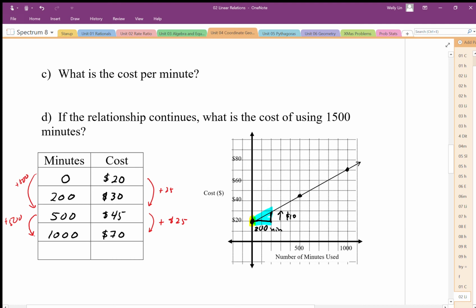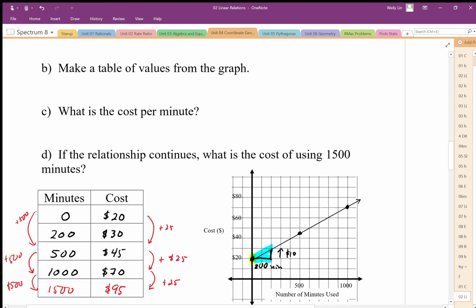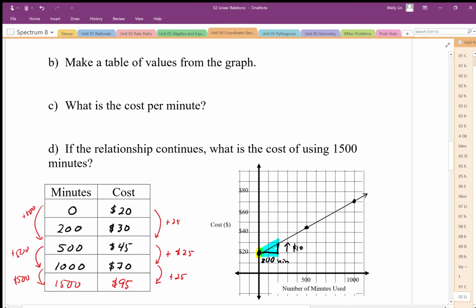Okay, so if I just do another 500 here, to 1,500 minutes, I'm not going to go up $45 or something like that, but proportionally it's going to go up $25. So I'm now at $95. So if this goes up to 1,500 minutes, I'm now paying $95.